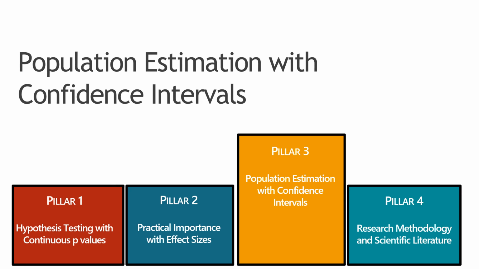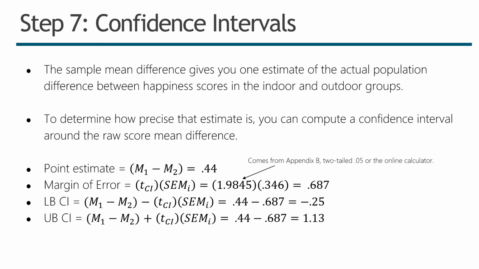Our next step is to look at confidence intervals to give us an estimate of how precise our population estimates are. In this study, we had 2 sample means, and we computed a mean difference between those samples. Now that mean difference gives us one estimate of the actual population difference between happiness scores in the indoor and outdoor groups. If we want to know how precise that estimate is in terms of its ability to estimate a population parameter, we can compute a confidence interval around that raw score mean difference. To do that, we're going to compute a point estimate, which is the difference between the 2 means, and add or subtract a margin of error to it.